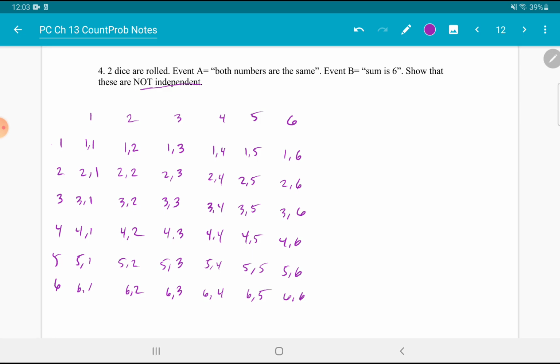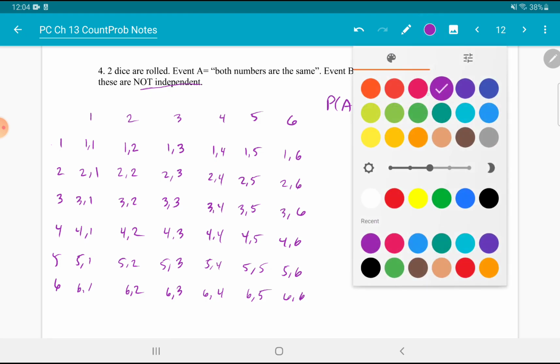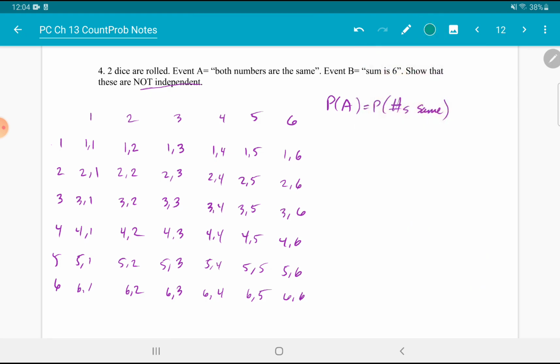There we go. Okay, so with all those possibilities, let's actually figure out what the events are. First of all, the probability of event A, where what it's asking for is the probability that the numbers are the same. So if we take a look at our diagram, as you can see, we have a 6 by 6 grid, so we know that there's 36 possibilities. But where are the numbers the same?